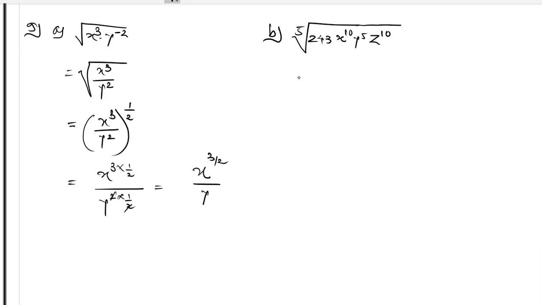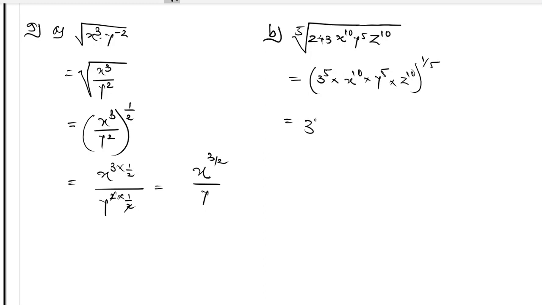I will write the whole thing as the whole raised to 1 by 5. Fifth root can be written as power of 1 by 5. 243 is 3 raised to 5 into x raised to 10 into y raised to 5 into z raised to 10, the whole raised to 1 by 5.